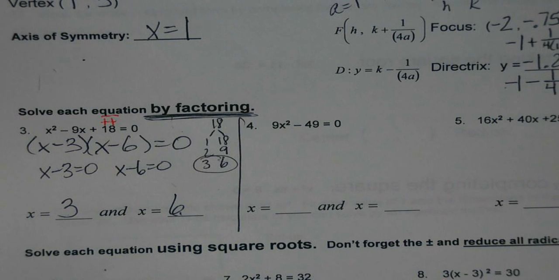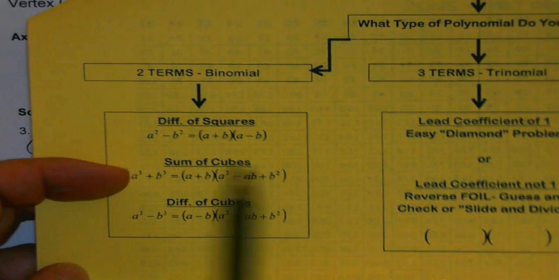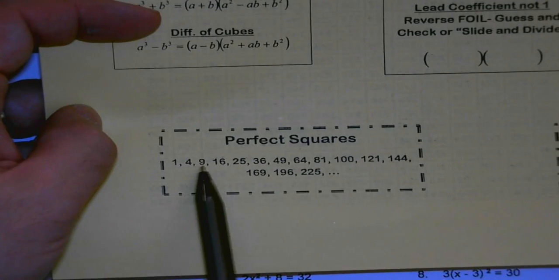If I go to my cheat sheet, and I'm going to refer back to them again. Grab my packet here. Now I look at this next one and I'm like, okay, it's two terms. They don't have anything in common. So what the heck am I supposed to do? Well, there's two terms. Okay, difference of squares. Wait a minute. 9 and 49. Oh, they are squares. Okay.